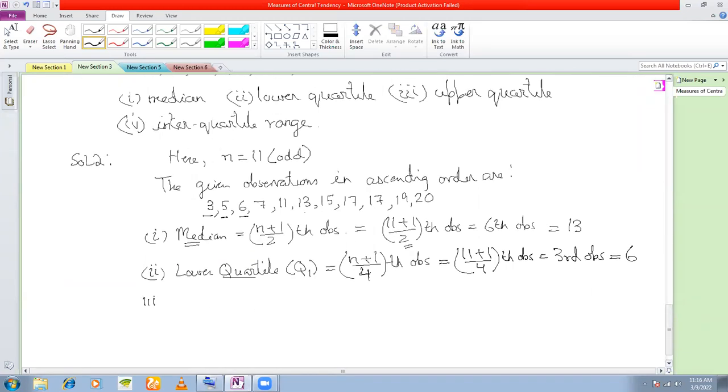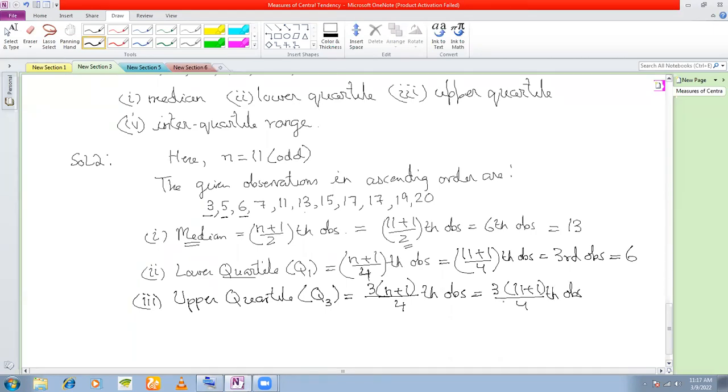Okay. Next question is upper quartile. Upper quartile is denoted by Q3. Here also the denominator is 4 and the numerator is n plus 1, except that we multiply the numerator with 3. Okay. So your upper quartile is 3 into n plus 1 by 4th observation. So you have 3 into 11 plus 1 by 4th observation, which is 9th observation here in this case.